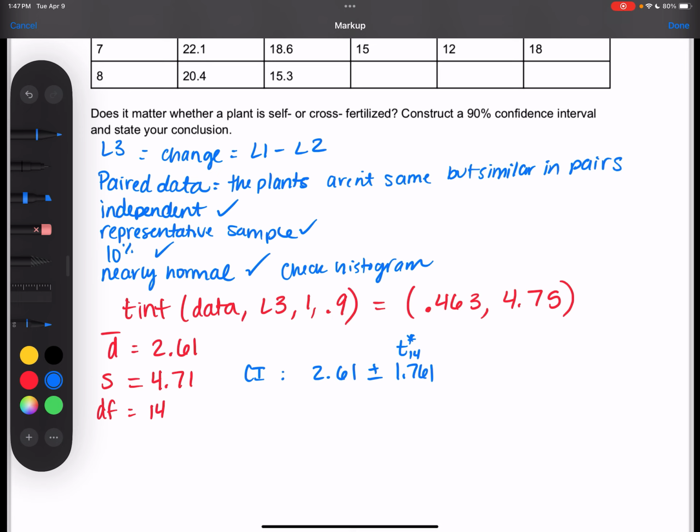Did I ever print y'all one of these? The T-table? Let me do that. I thought the other day when I was printing stuff that I did, but I guess I didn't.